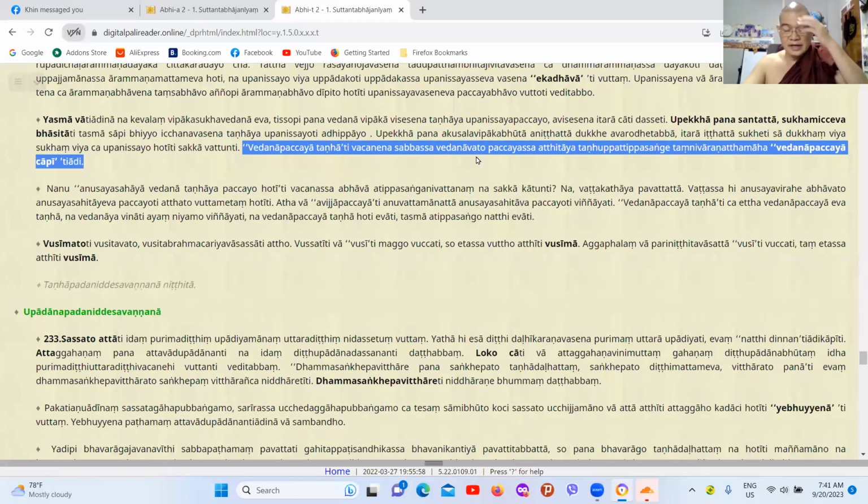As the vedana is the condition, a questioner asks about the arising of tanha. In order to deny that point, the Atthakatha said, vedana paccaya tanha, the last sentence, the last gatha.